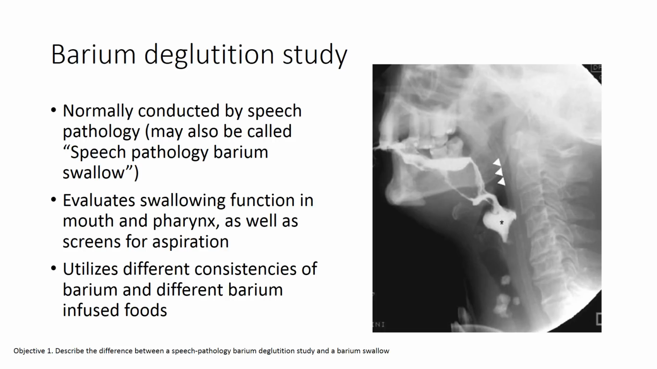But anyway, by evaluating the swallowing mechanism with each of these consistencies, the speech pathologist can make recommendations on how or even if the patient should be fed by mouth. Sometimes the speech pathologist will say, no, it's too dangerous, he's going to aspirate, and he needs a gastric tube. They can also prescribe different alterations in the diet. For instance, if the patient tends to aspirate thin liquids, they may say, okay, he can only have thick liquids or he can only have kind of semi-solid things like applesauce or ice cream, things like that.